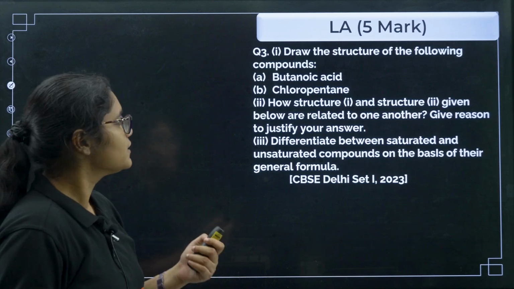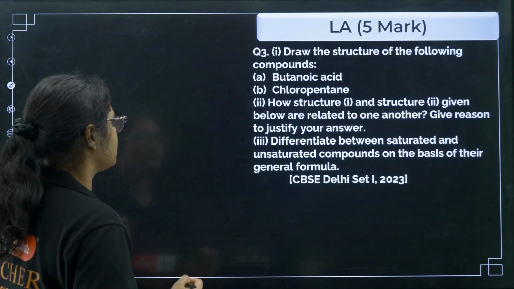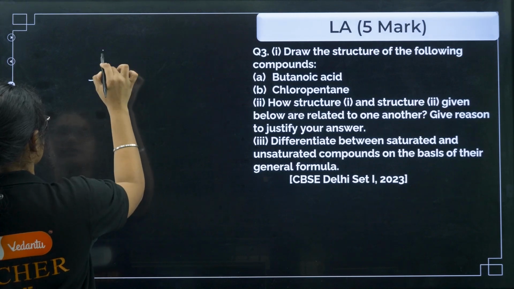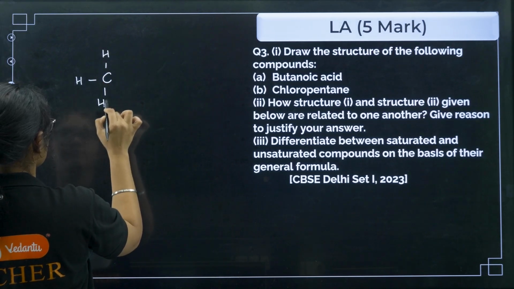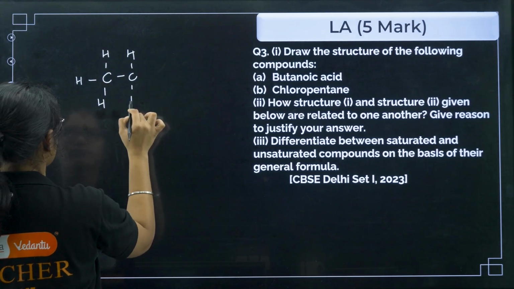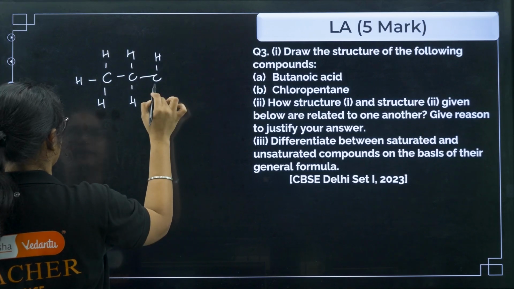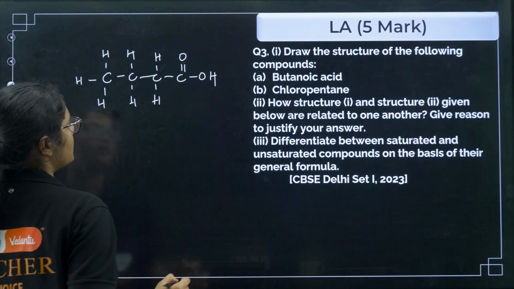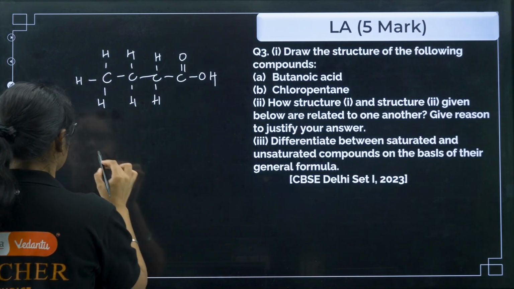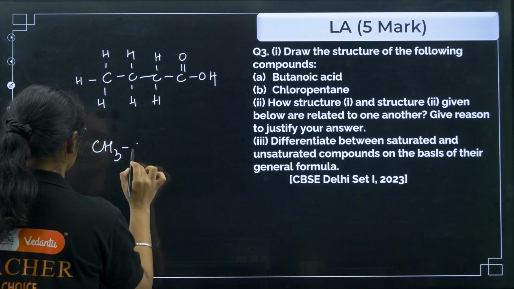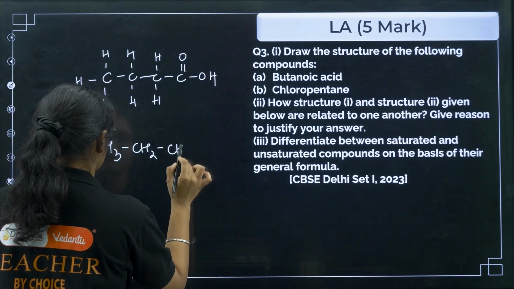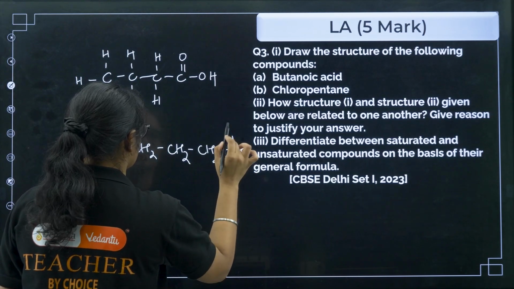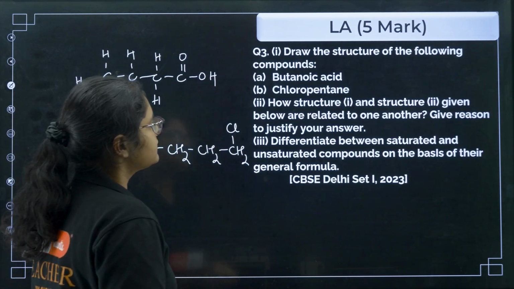Okay, now coming to this question, draw the structure of the following compounds. Butanoic acid. Okay, so the butanoic acid structure I think all of you can do. It is like this: CH3, then CH2, then again CH2, then you have COOH. Then you have to draw the structure of chloropentane. So you can draw CH3, CH2. On the first carbon, what we will do? We will put chlorine.